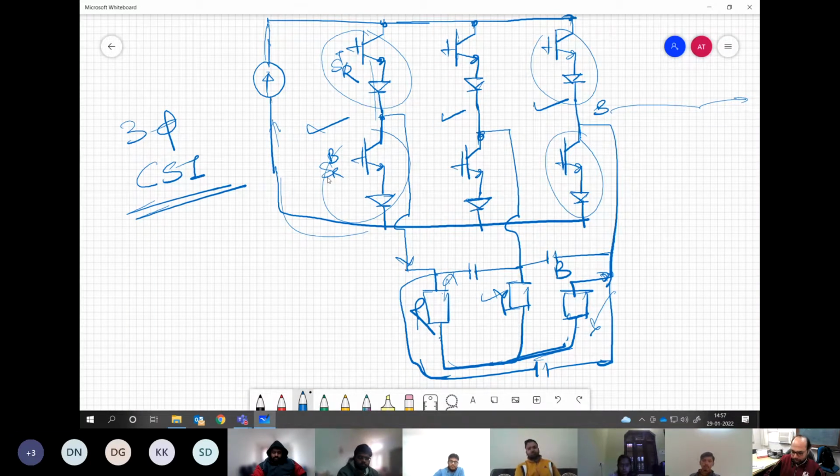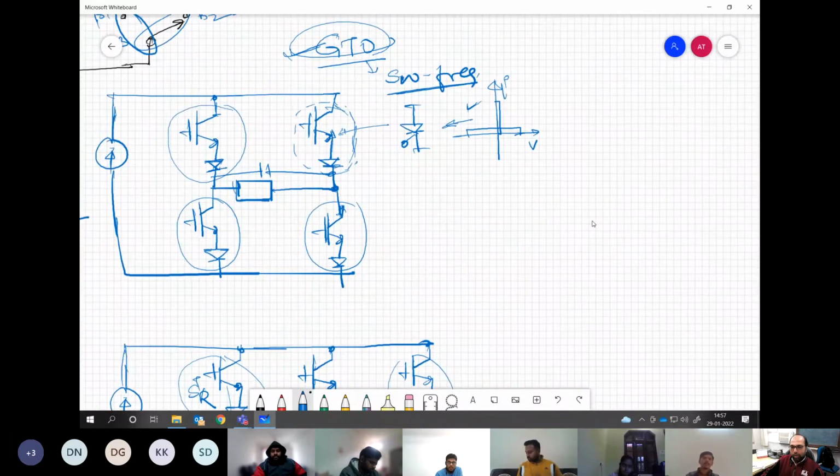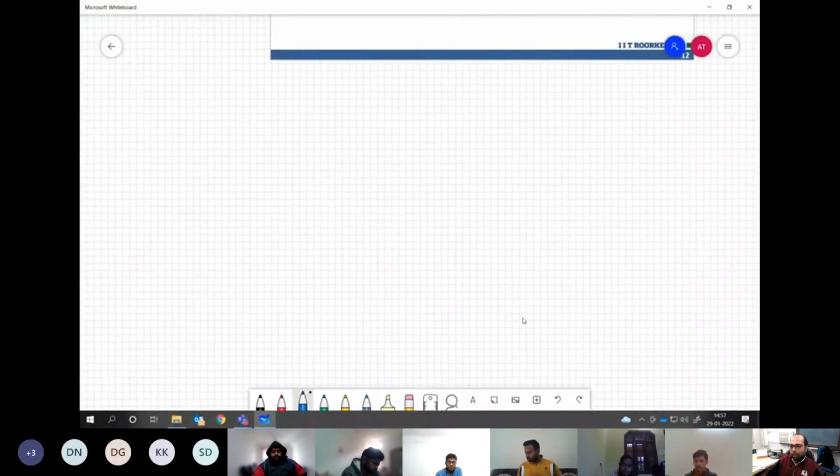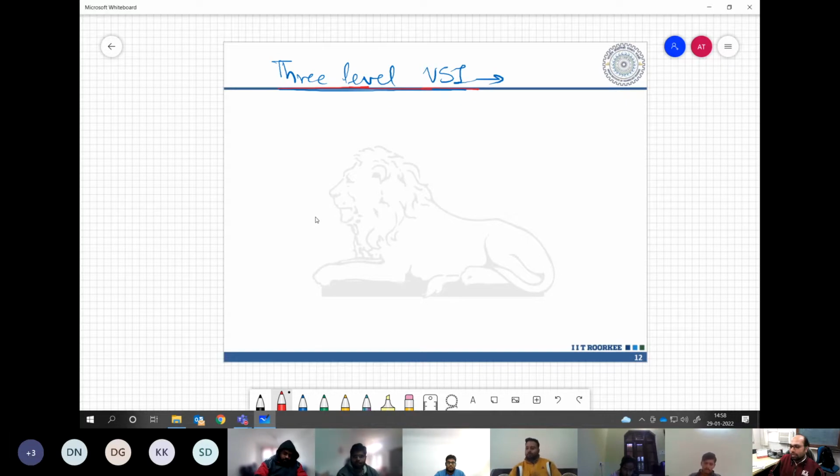Any problem up to this? Yes or no? No, sir. Good. So now can you draw the schematic of any load or any converter on your own without any problem? Yes, sir. Good. So then let us try to draw the 3-level VSI. Okay, now you are confident, right? You can draw anything. Fine.